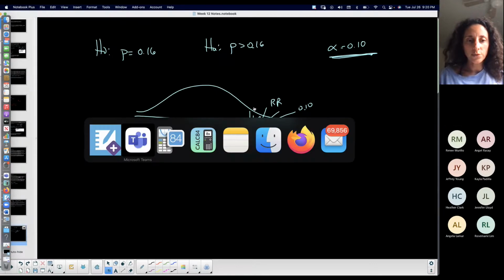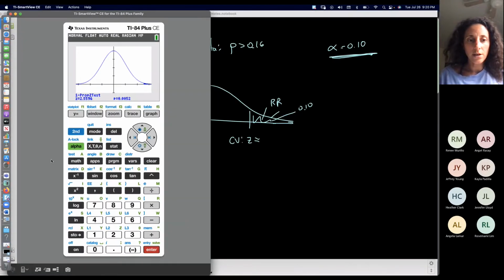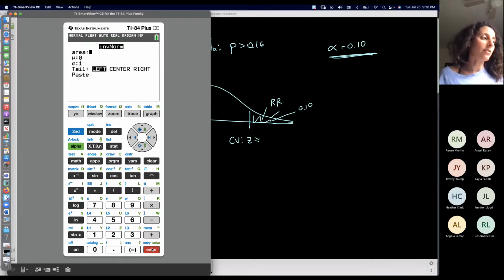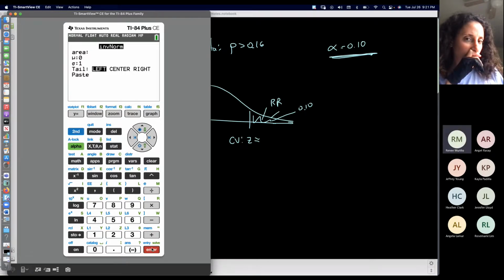You guys are home doing your stuff. Let's go here. You go to inverse norm, which you know is in second vars. And you're here, area. What do you put? Some of you have the app, some of you don't. What do you put for yourself? You don't have to be right. You're not in a test right now. We're practicing this independently. What's the area you put here? 0.10. You could put 0.10.